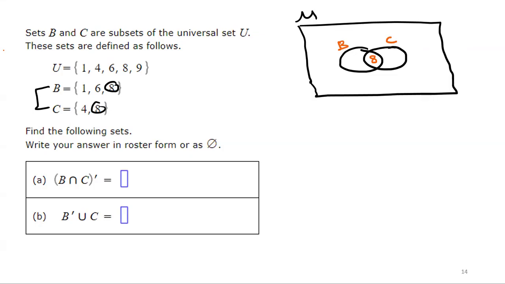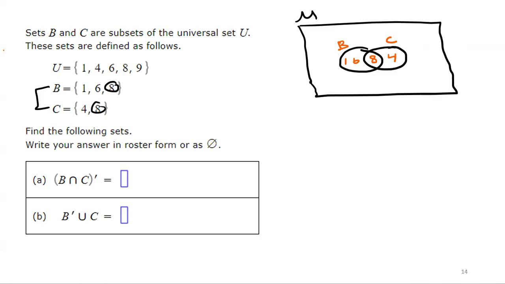So what do we know about B? B has these items, 1, 6, 8. But I know that 8 is shared with C, so that means 1 and 6 have to be outside of C, but it has to be in B. So 1 and 6 go in here. And now for C, we have 4 and 8. Well, 4 is here, but again, it has to be in C and cannot be in B. Does that make sense? Everybody okay with that part there?